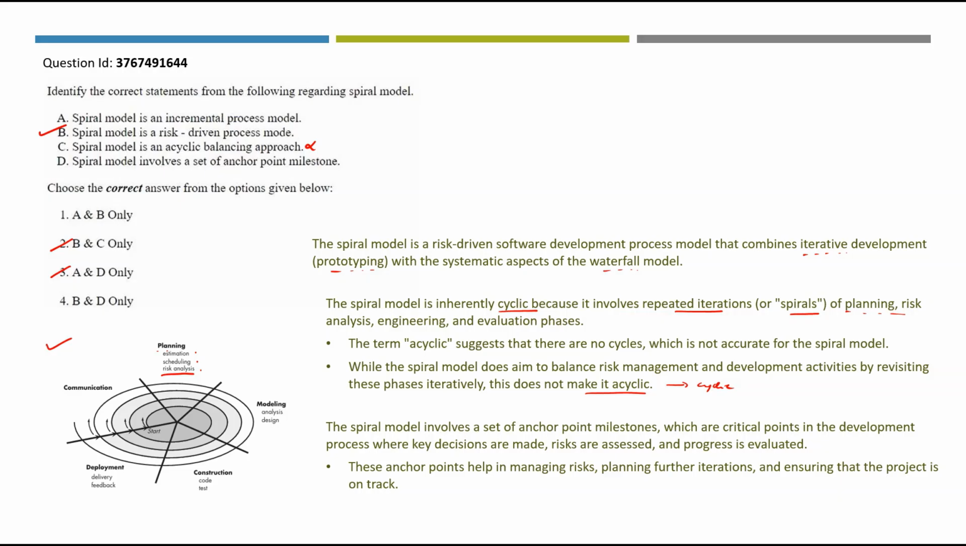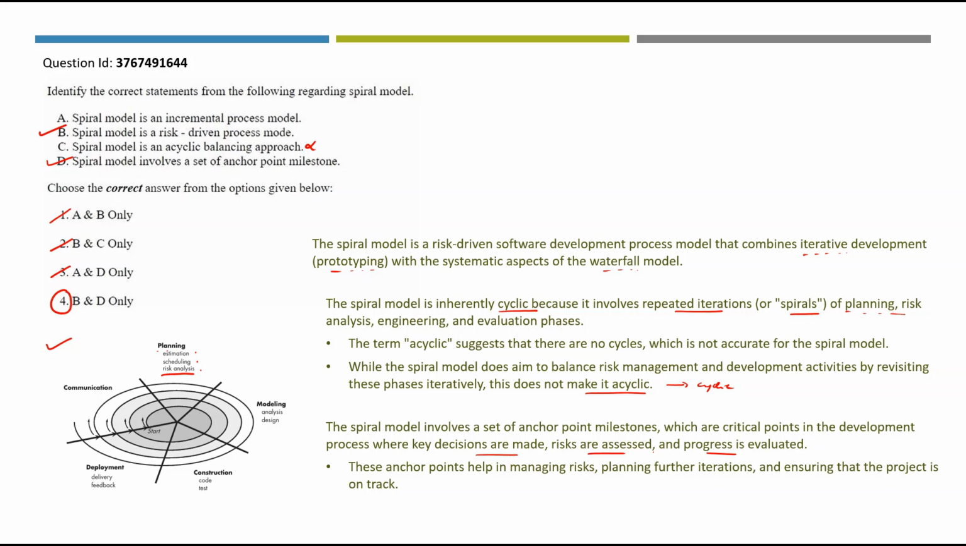The spiral model involves a set of anchor point milestones, which are critical points in the development process where key decisions are made, risks are assessed and progress is evaluated. Spiral model involves a set of anchor point milestones is perfectly right. So D is also right. We can rule out option A and we can go with B and D only as the right answer. Option 4 is the right answer.